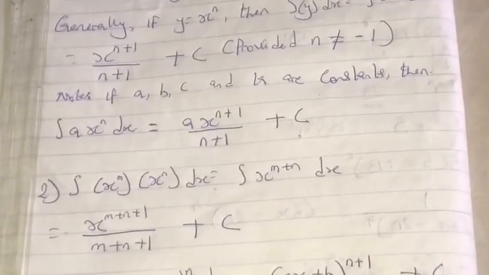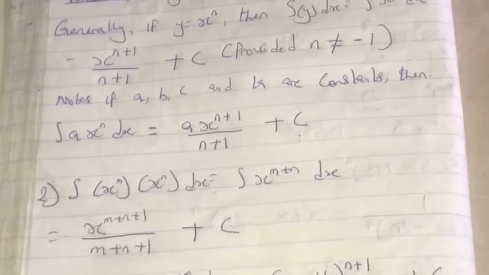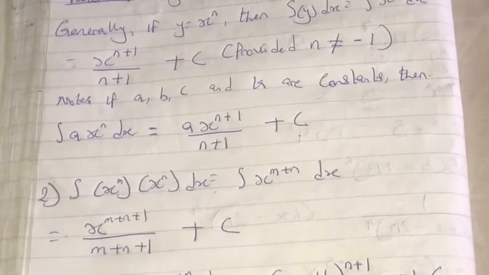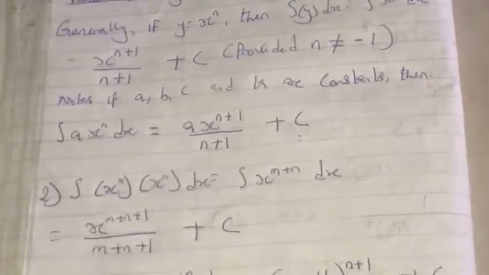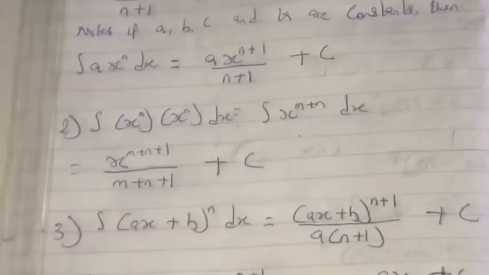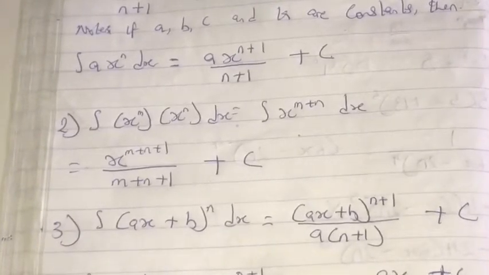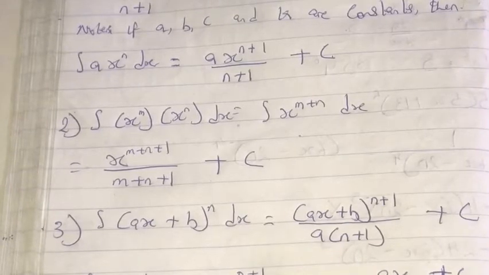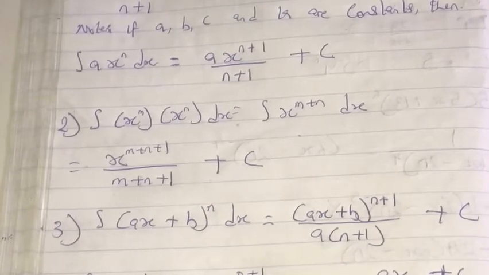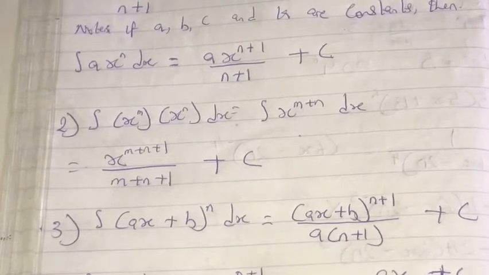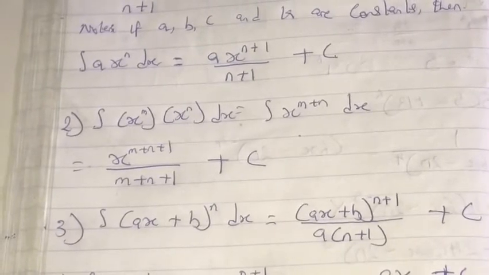So note that if a, b, c and k are constants, then integration of ax raised to the power n dx is equal to a x raised to the power n plus 1 over n plus 1 plus c. Similarly, integration of x raised to the power m times x raised to the power n dx is equal to integration of x raised to the power m plus n dx. Then you always add 1, then you get the formula. So those are just the rules of integration.